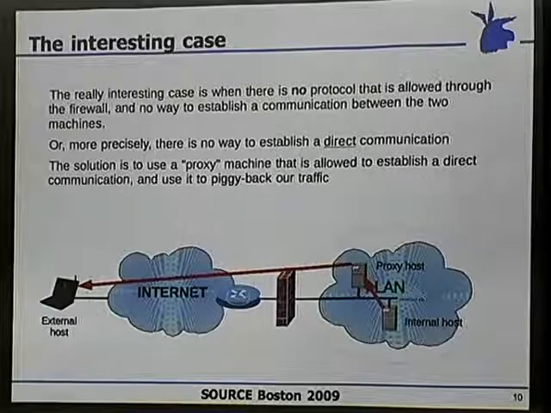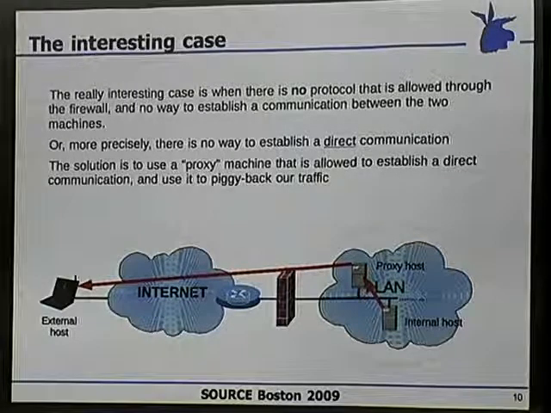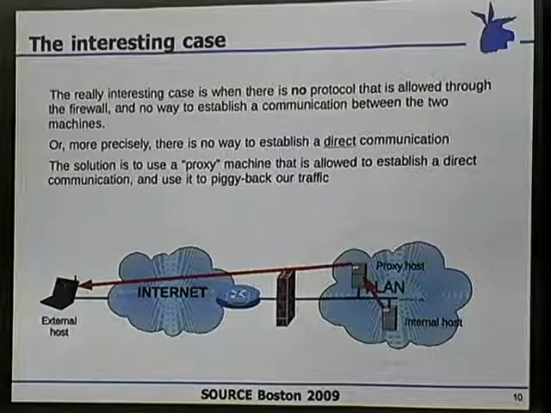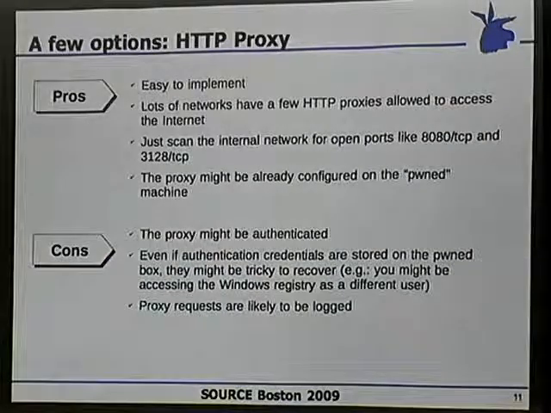The only way to actually exfiltrate that data at this point is to use some third machine that can be used as a proxy, and we can piggyback on it in order to bring our traffic outside. And we have lots of potential alternatives here. The most straightforward one is to look for an HTTP proxy. You just scan the network for port 8080 or 3128, and then just create your HTTP request in which you encapsulate your data, run over it, wait for the response, and that actually works quite well.